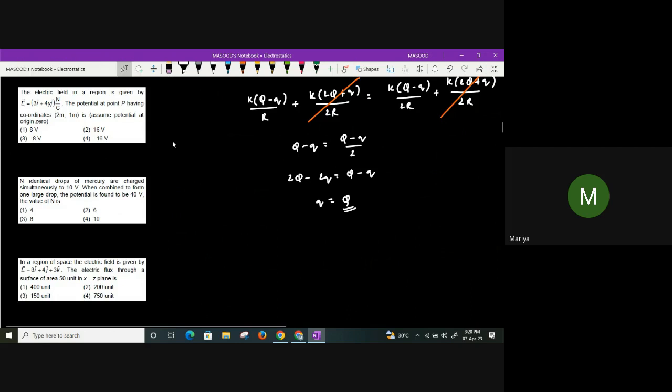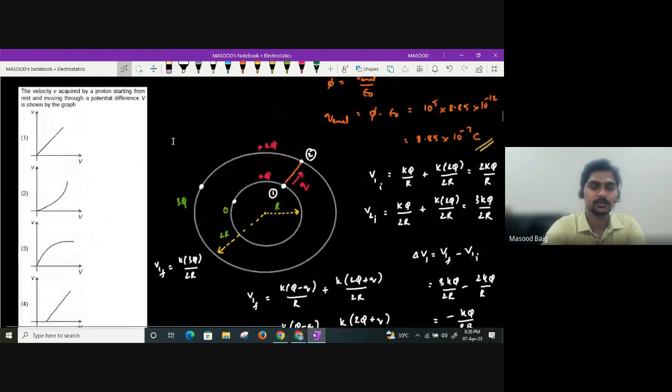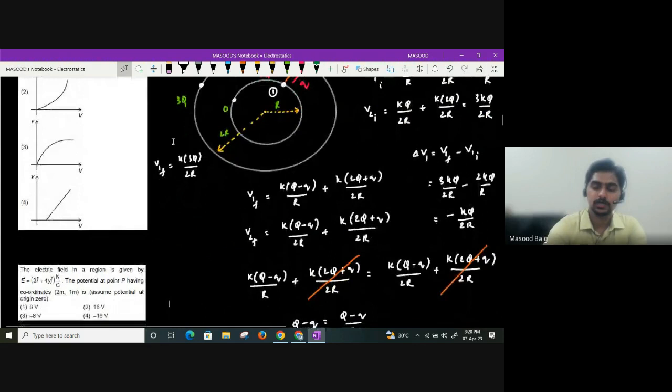Half mv square. So let us just go back once again to the question. They have asked us to plot the relation between the velocity acquired by a proton starting from rest and moving through a potential difference V. So whenever there is potential difference, it means there is some work done, guys. So what is the work done? This change in potential energy we can write. So work done can be written as charge times potential difference. And we know from the work energy theorem, work done by all forces will be the change in kinetic energy. So change in kinetic energy will be Q into V. Initially, kinetic energy is not there. So final kinetic energy, I can write as half mv square, will be equal to Q into V.